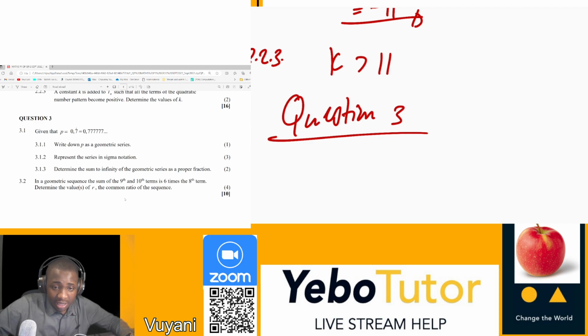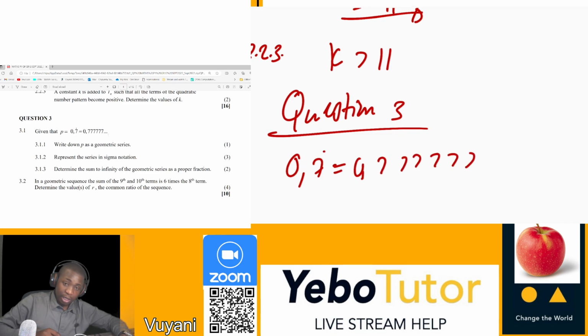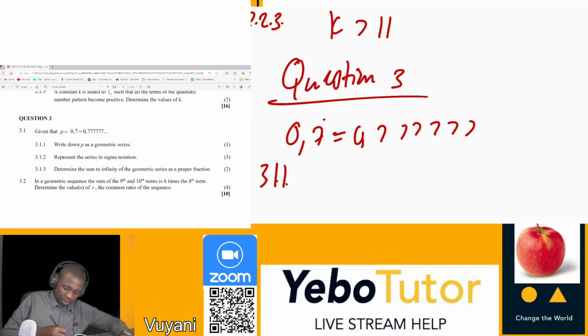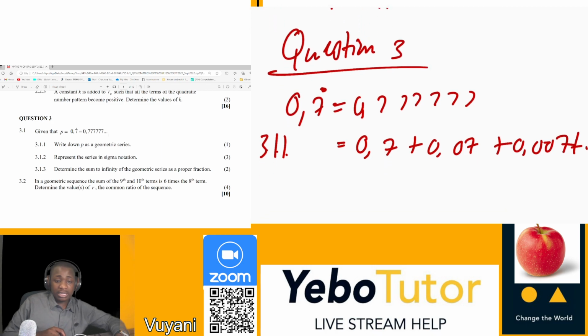So write down the value of p as a geometric series. How do we do that? We do that by solving this step by step, but in a smart way. Since we're given that dot, which means this is recurring, we're given 0.7 recurring, which is 0.777777. So when you're writing this as a geometric series in 3.1.1, it will be equal to 0.7 plus 0.07 plus 0.007, and so on going forward, because we were given this dot which shows that this is recurring.